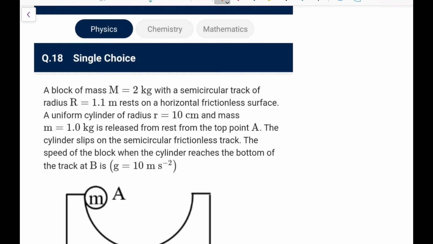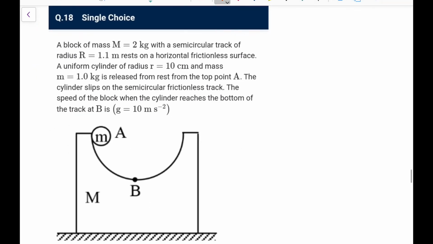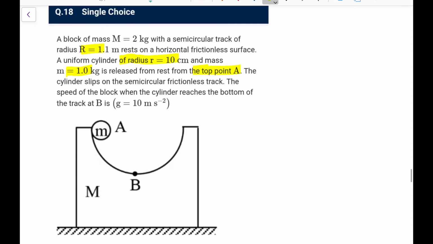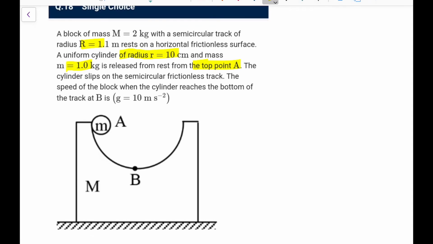Next one, a block of 2 kg with a semicircular track of radius 1.1 meter rests on a horizontal frictionless surface. A cylinder of radius 10 cm, mass 1 kg, is released from rest from the top point A. The cylinder slips on the semicircular track. Find the speed of the block when the cylinder reaches the bottom.